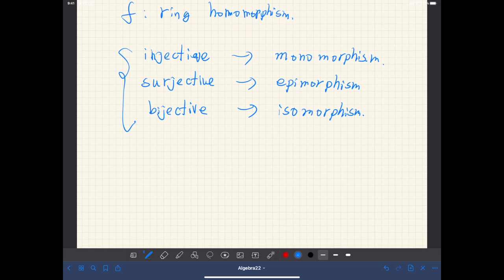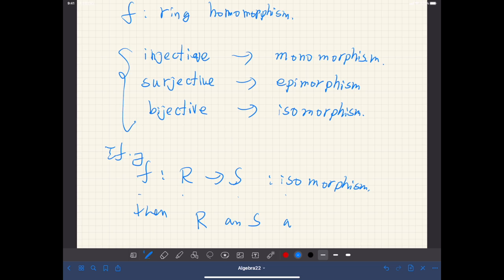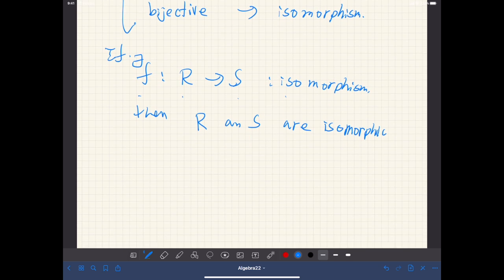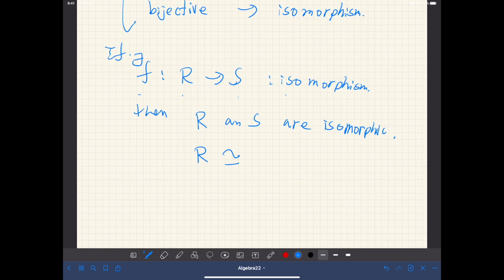And if there exists a homomorphism from R to S that is an isomorphism, then we say R and S are isomorphic to each other. Or we could write R is isomorphic to S.